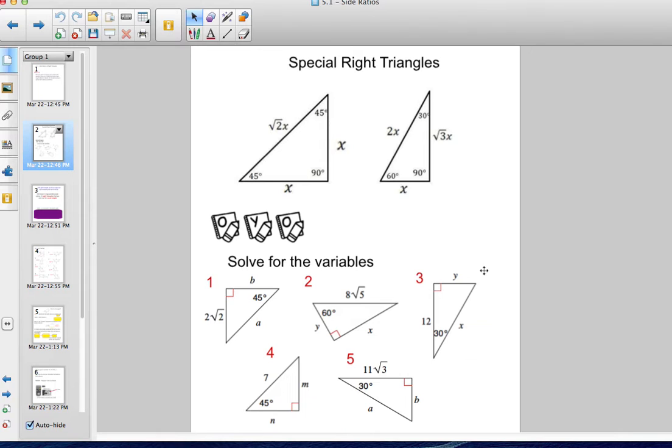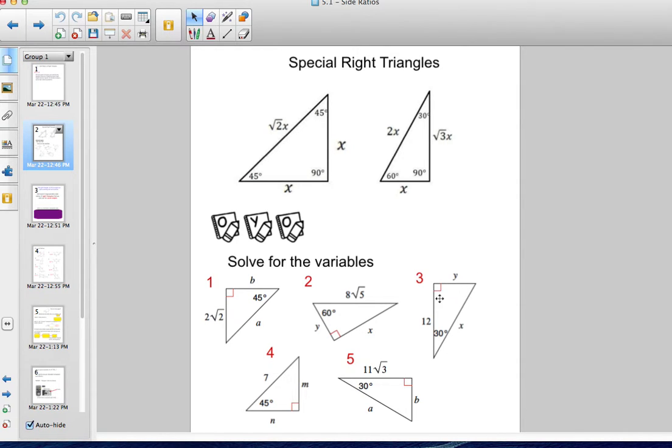Number 3, we have a 30-degree angle. That's our 60, that's our 90. So the long leg is 12 here. Normally the long leg is x root 3, so you want to say 12 is equal to x root 3 and solve it for x. You don't have to solve for x in this case because actually it's going to be y. Y would be the shortest leg. So you could say, 12 is equal to y root 3 and then solve it for y.